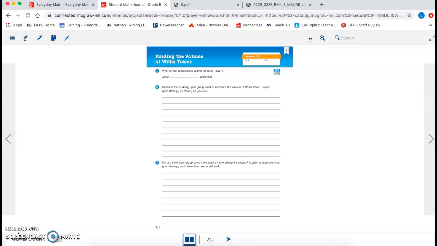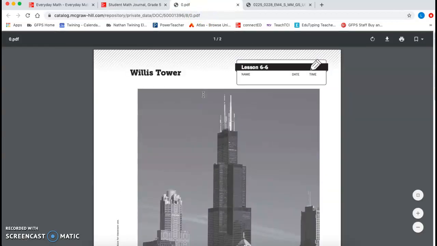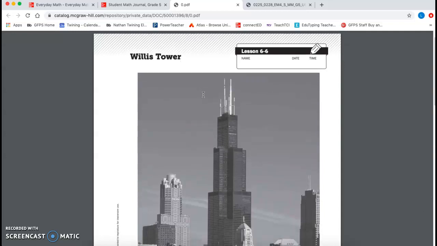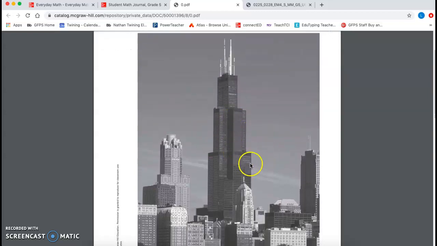We're going to be dealing with finding volume. To start, we look at finding volume of the Willis Tower. It says, what is the approximate volume of the Willis Tower? You might be thinking, Mr. Rapp, where am I going to find the measurements for the Willis Tower? Well, this PDF is going to be attached to the lesson that's posted to Google Classroom. Here's a picture of the Willis Tower. You see it has many different pieces that go up certain heights.